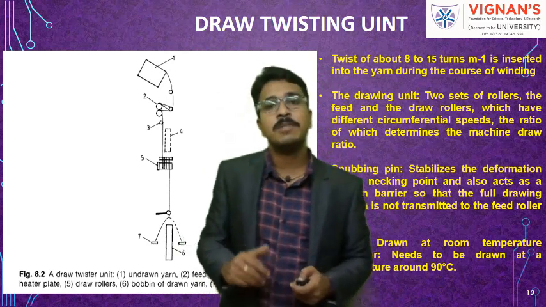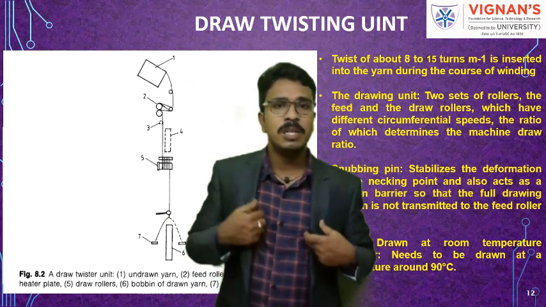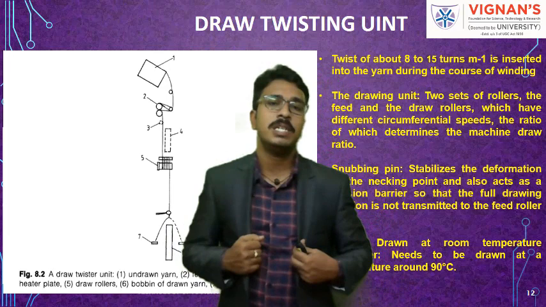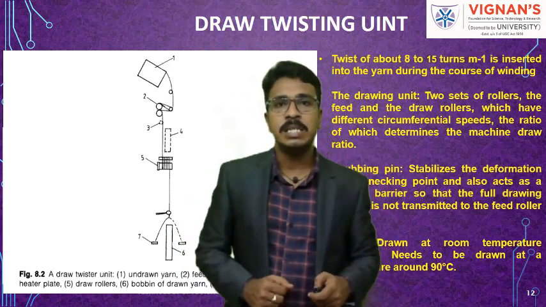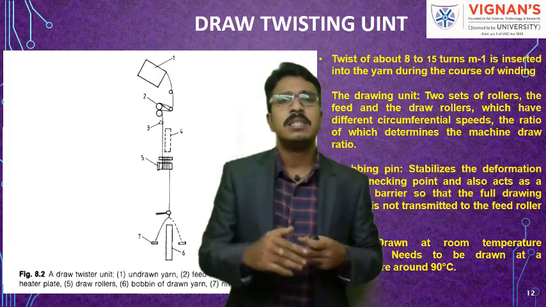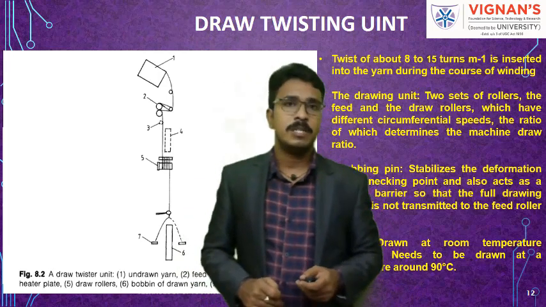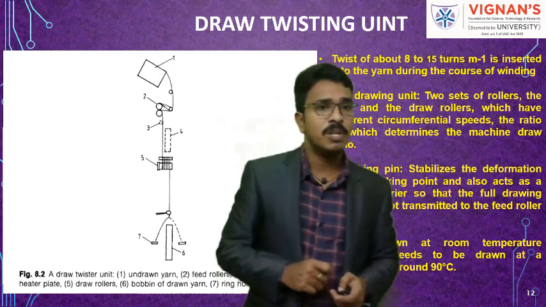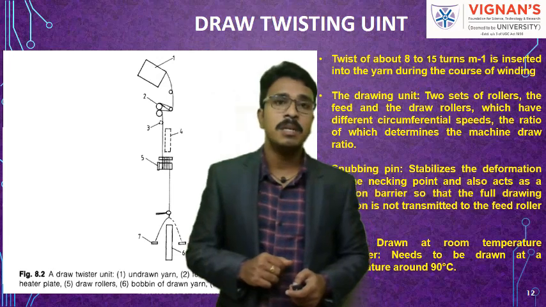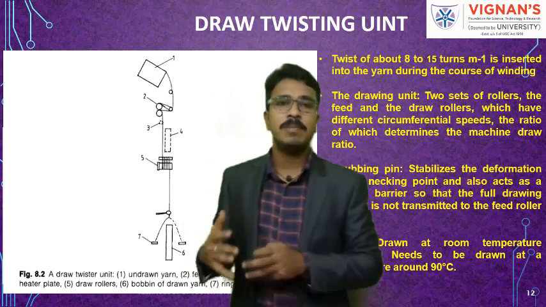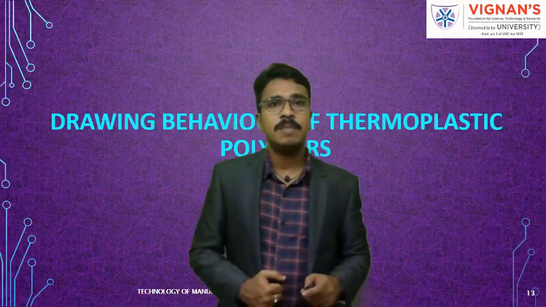Okay, so when it comes to nylon, generally it is drawn at room temperature. When it comes to polyester, it needs to be drawn at a temperature around 90 degrees Celsius, just above the glass transition temperature of polyester. So that's why, the fourth one you can see is the heater plates. That means it helps in stabilizing, that is, the dimensional stability of the filaments.